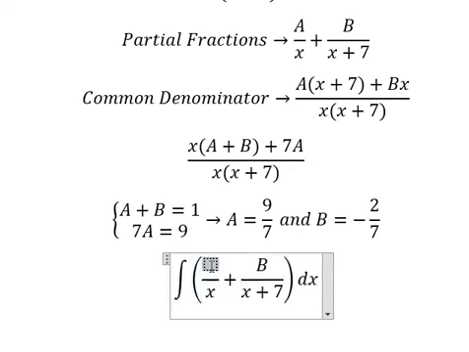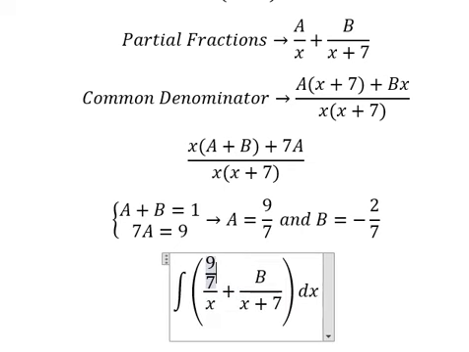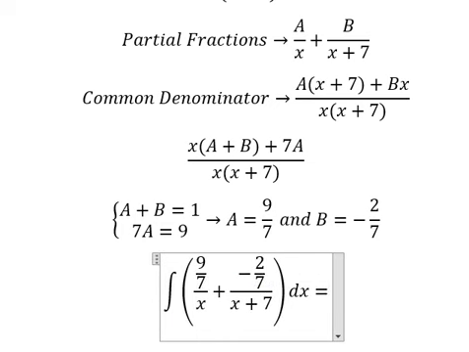So A is 9 over 7, B is negative 2 over 7. And now we have the final answer.